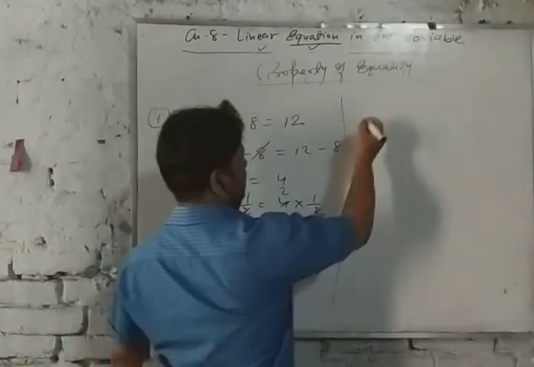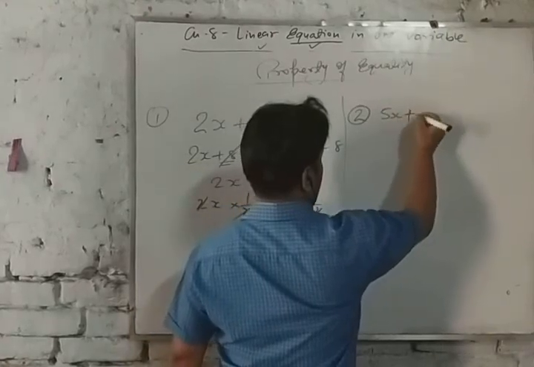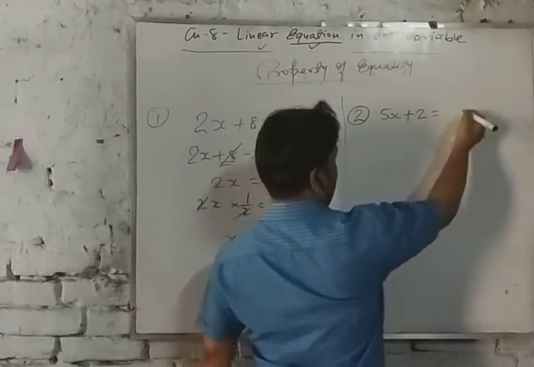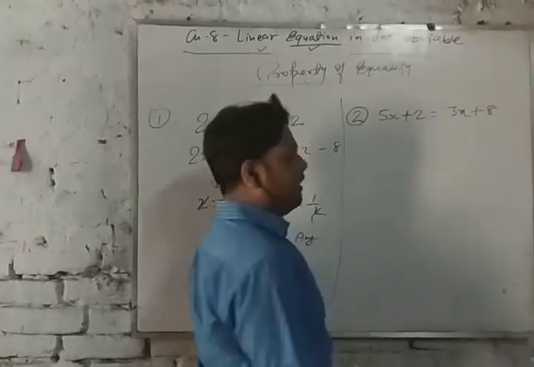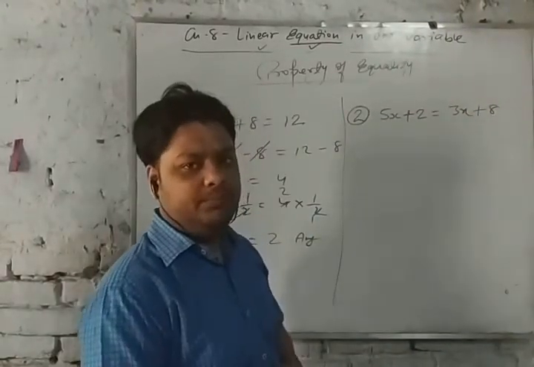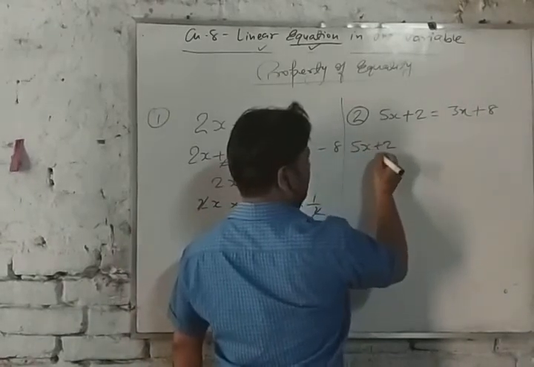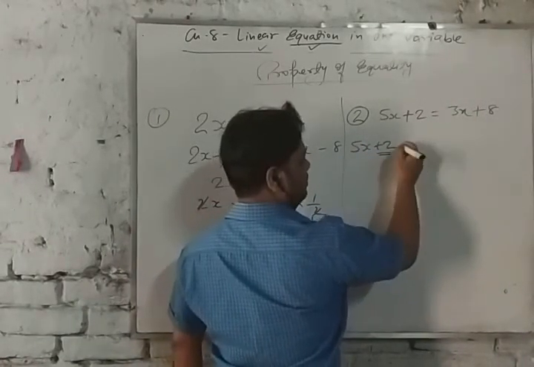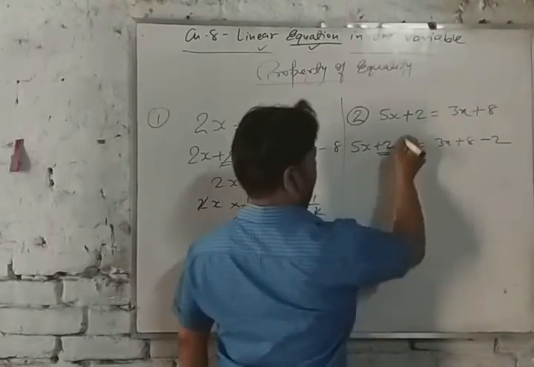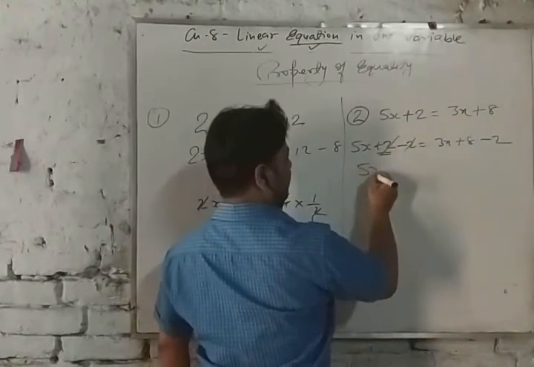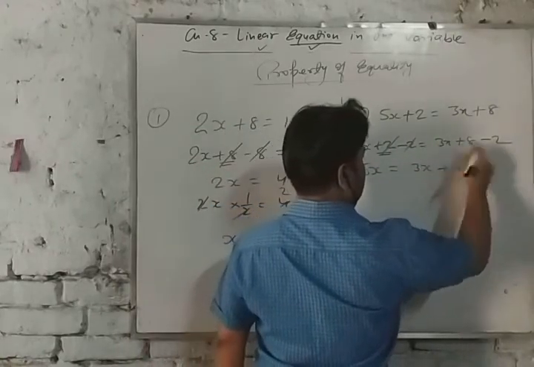Now in question number 2, the question is 5x plus 2 is equal to 3x plus 8. At first, the first step: there is a constant term, so in 5x plus 2, the additive inverse of plus 2 is minus 2. And the same we will write on this side. Now plus 2 minus 2 cancel out, only 5x. Now here 3x plus 6.